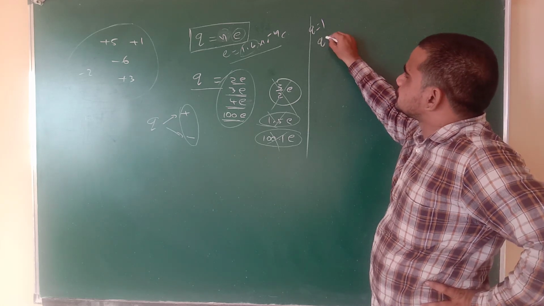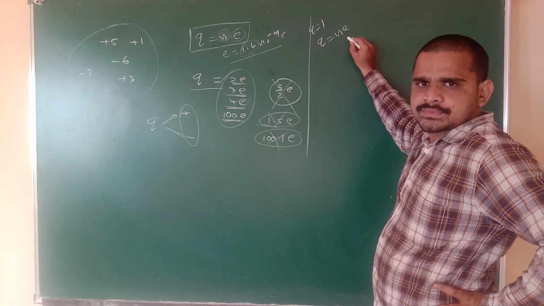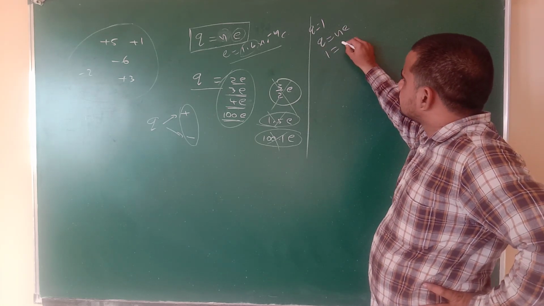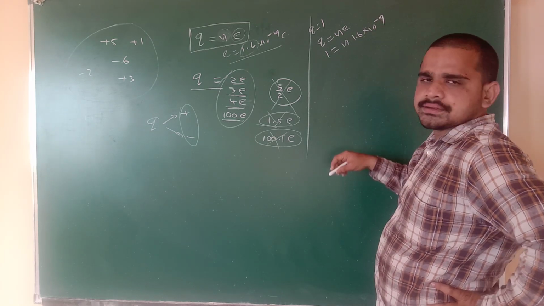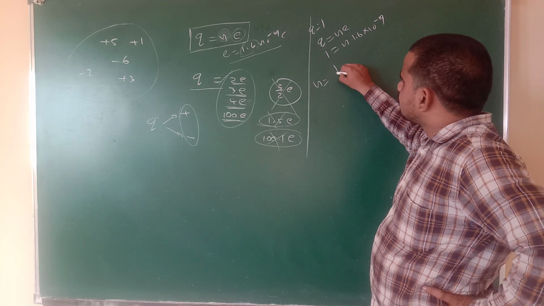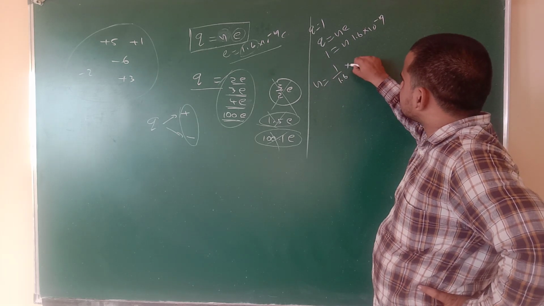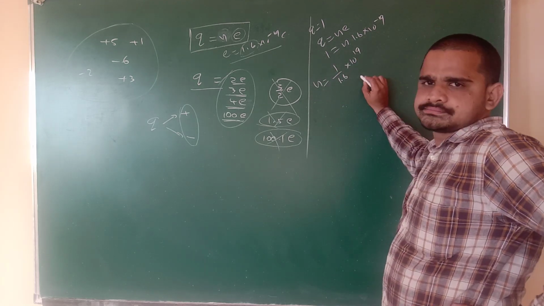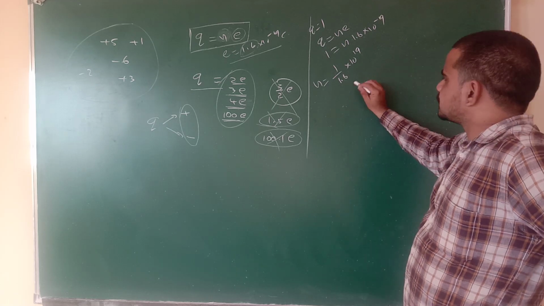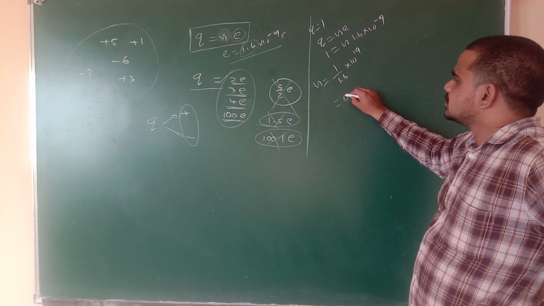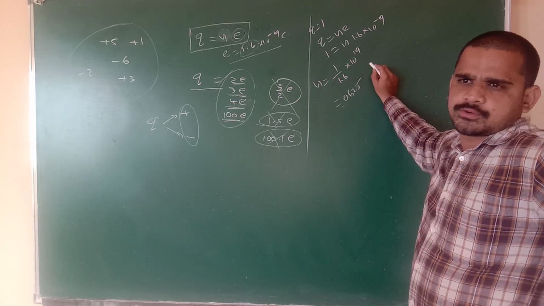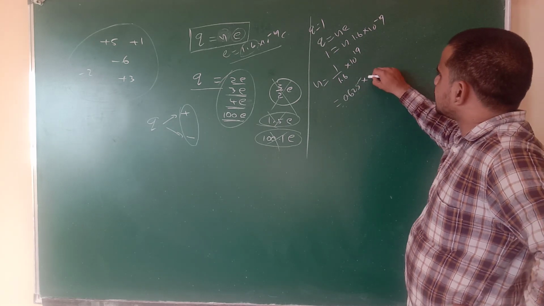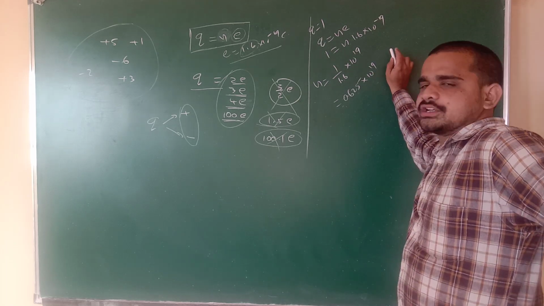Simply from Q is equal to ne. What is Q? 1. n is unknown. What is e? 1.6 into 10 power minus 19. So you will get the n value as 1 by 1.6 into 10 power 19. What is 1 by 1.6? It is 0.625, I think. So 0.625 into 10 power 19. These many electrons are there.